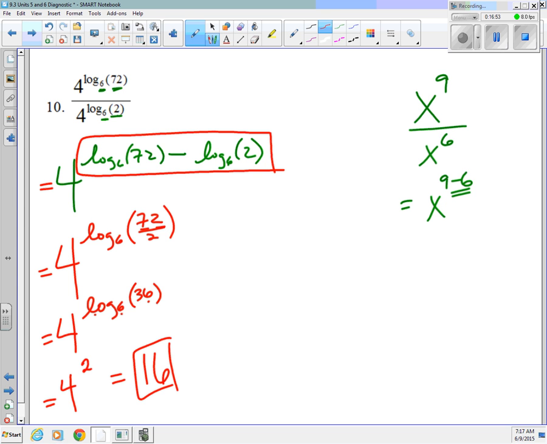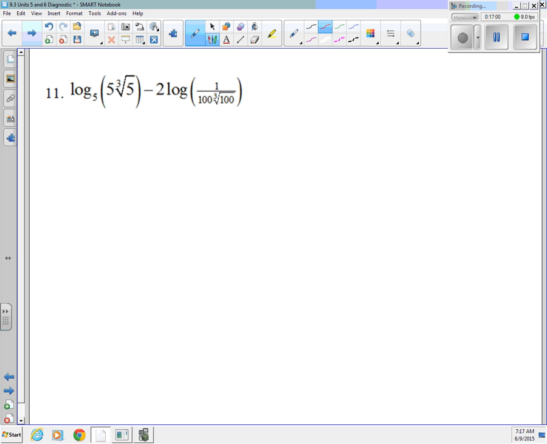All right, off we go on to number 11. So we have log base 5 of 5 cube root of 5 minus 2 log of 1 over 100 cube root of 100. This was a rough question for some of you when we did it. But basically, it's not so bad. So we have log base 5. And I really have to convert these 5s to powers of 5. So 5 is 5 to the first times cube root of 5 is 5 to the 1/3.